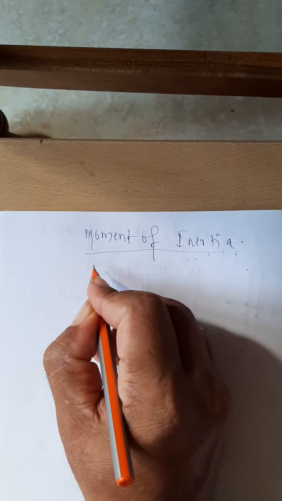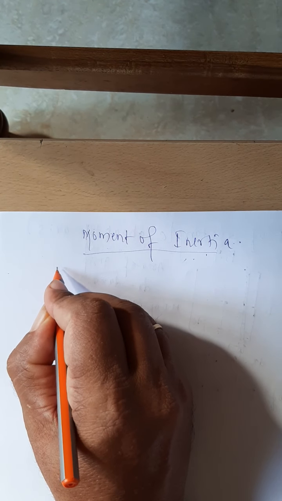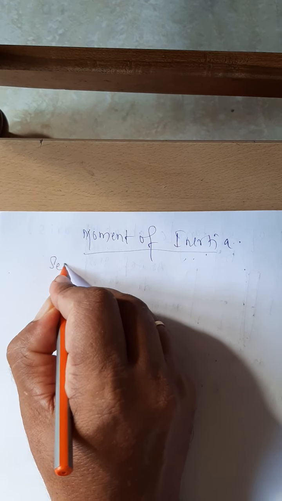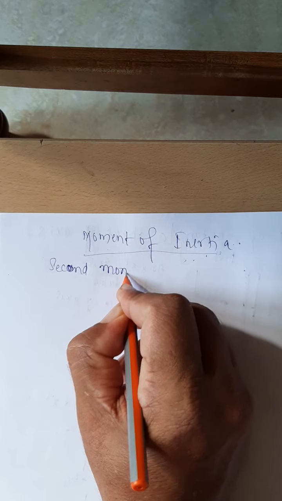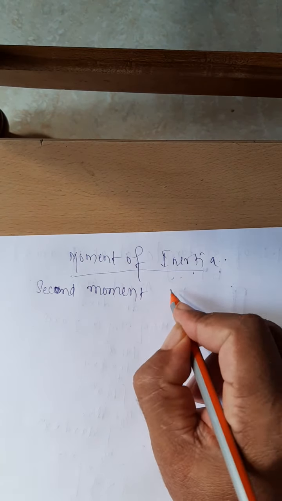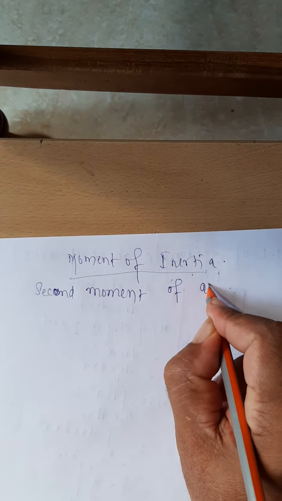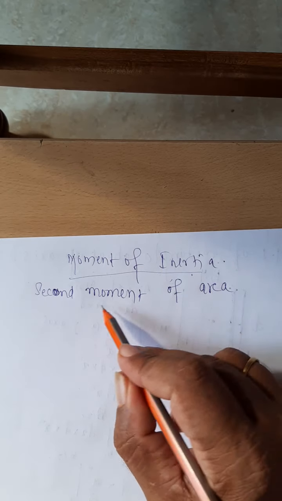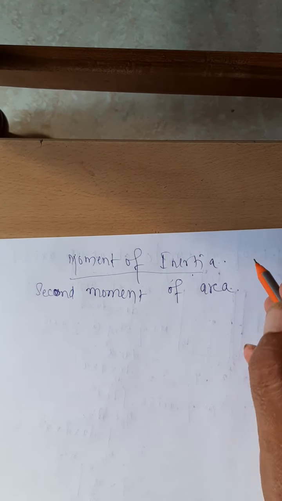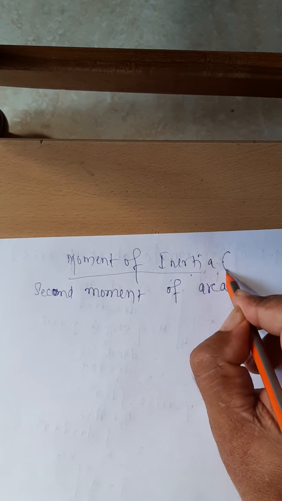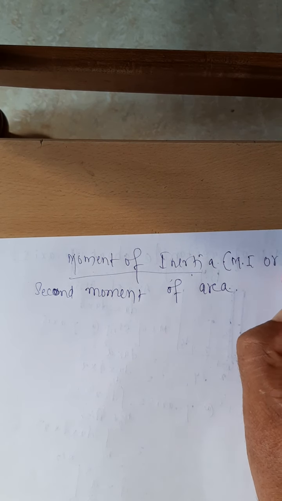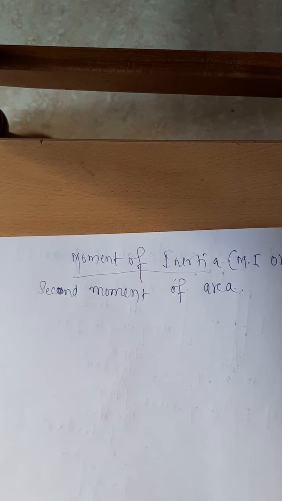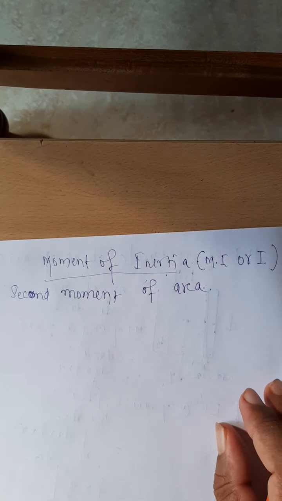The other name for the moment of inertia is the second moment of area. It is usually denoted by MI or simply capital I.